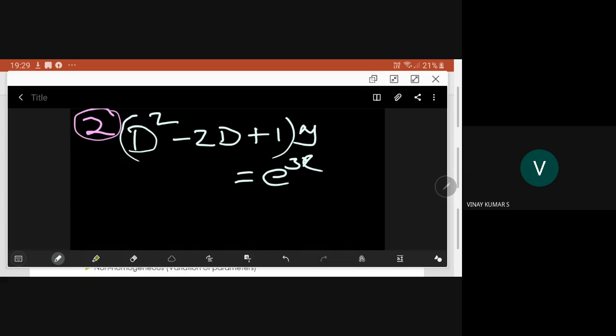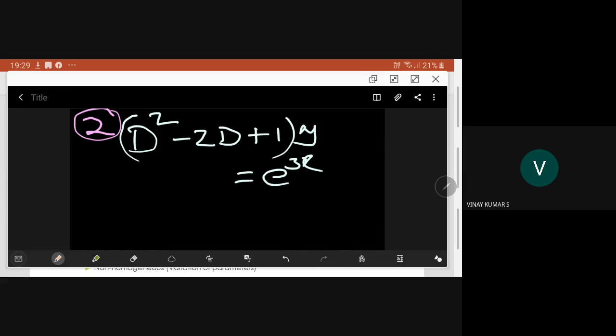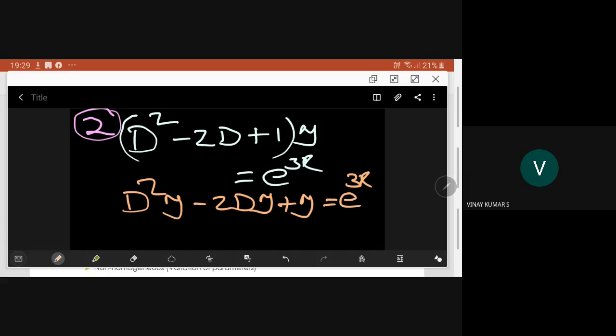So what is the meaning of this one? Because we need to look at the shortcuts. That's why I'm giving it here. So what we mean by this one? We mean D square y minus 2 Dy plus y is equal to e power 3x. This is the meaning.